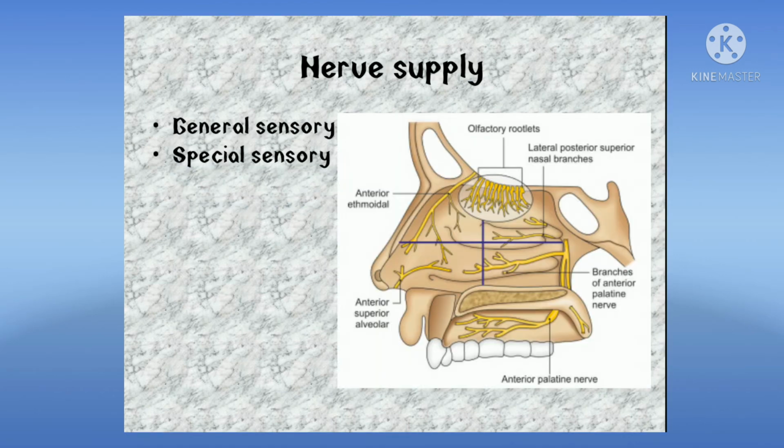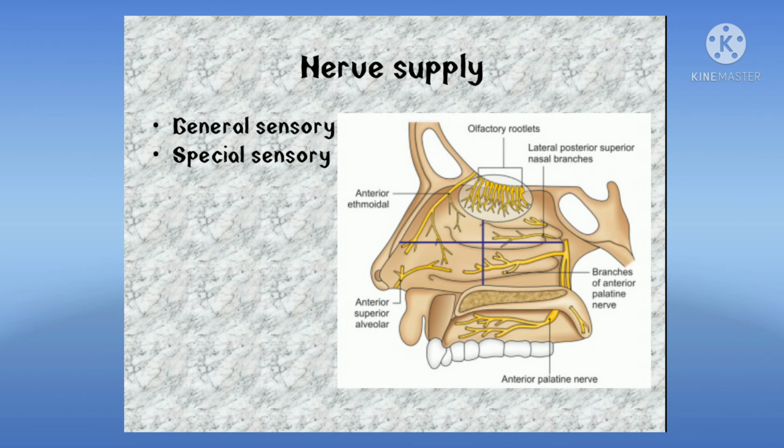Next, the nerve supply of the lateral wall of the nose, which is divided into general sensory and special sensory. The general sensory supply is derived from branches of the trigeminal nerve, which are distributed to the whole of the lateral wall of the nose. The anterosuperior quadrant is supplied by the anterior ethmoidal nerve. It is a branch of the ophthalmic nerve.